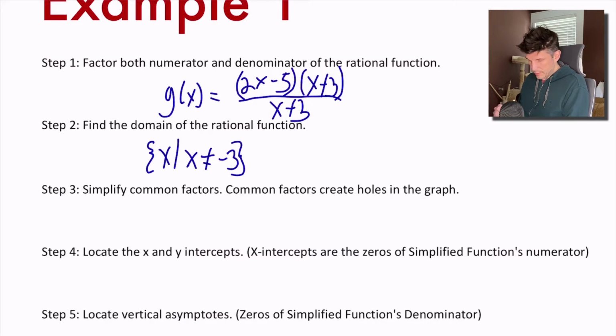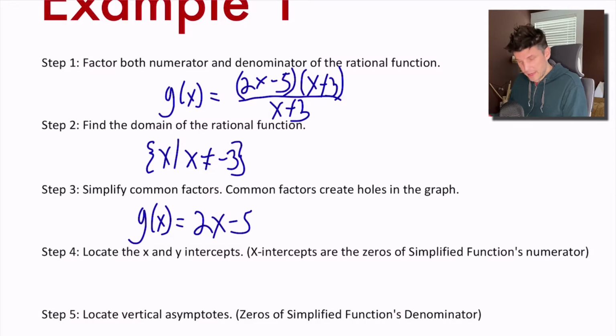So I'm going to write the new g of x is equal to 2x minus 5. That doesn't look so intimidating anymore. It's just the equation of a line. However, that's the equation of a line with a restriction on the domain. There are no vertical asymptotes here, so there's only one other option. That's the value negative 3. X cannot be negative 3, so we need to acknowledge that.